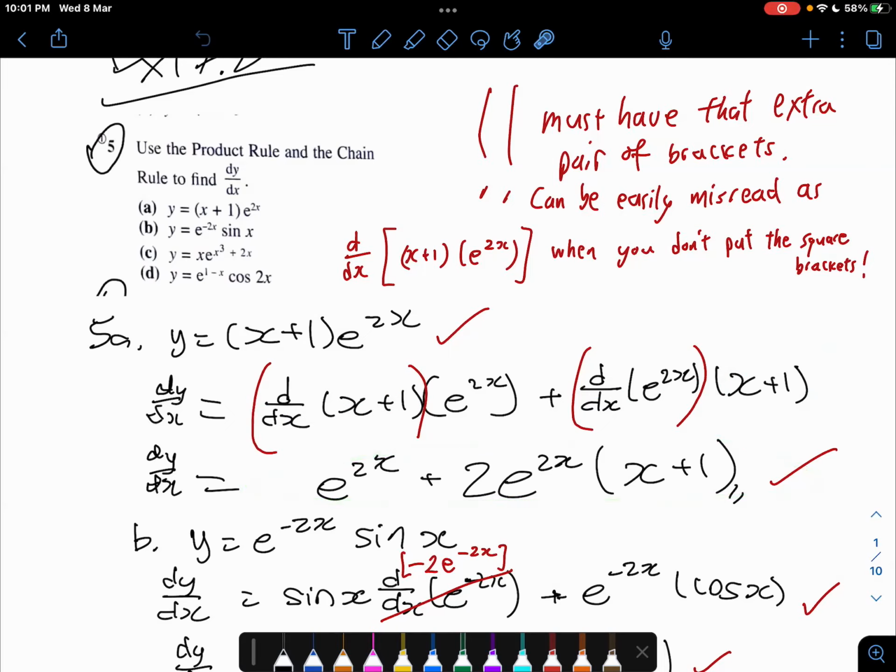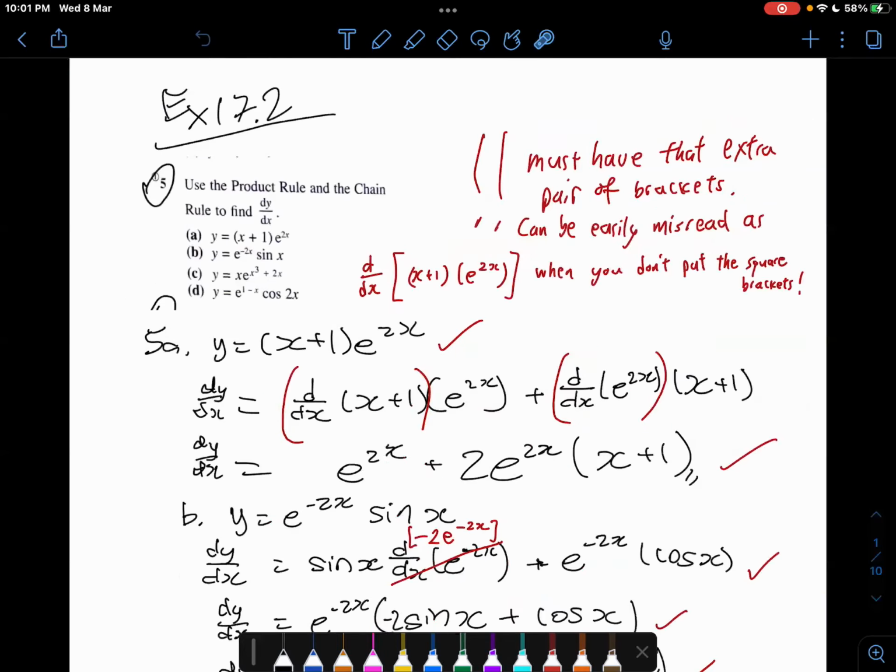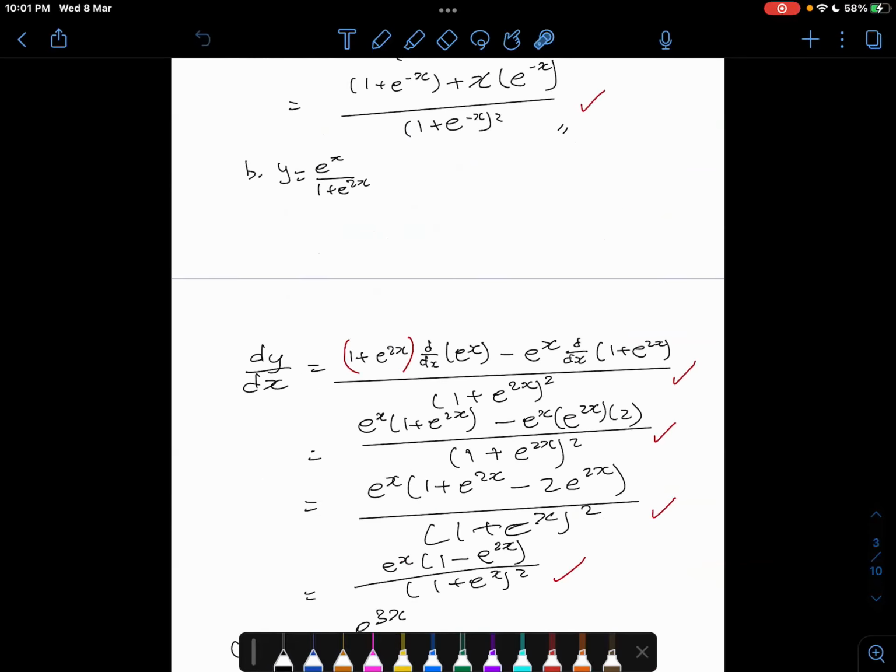Yeah, but for starters, I think you do not need... Correct. Yes, you have to draw the extra pair of brackets around the d by dx. Okay, no questions? Good. Moving on. Next, question 6 is fine.